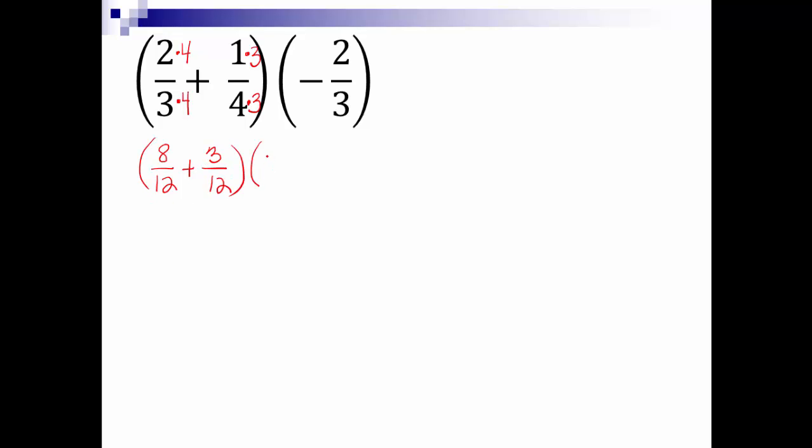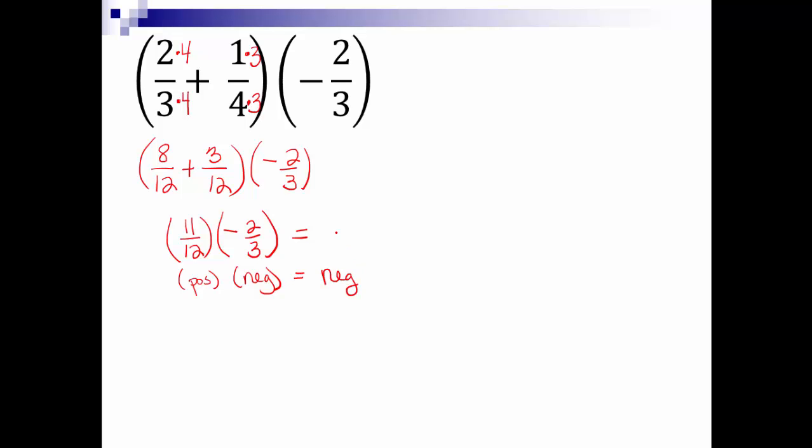And then we'll be multiplying that by negative 2/3. We don't have a single answer within the parentheses here first, so we must get a single value. 8/12 plus 3/12, 8 plus 3 is 11, so that's 11/12. Times a negative 2/3. So now all we have is multiplication. And we talked before, if it's a positive times a negative, we know our result will be negative. So I know my final answer will be negative.